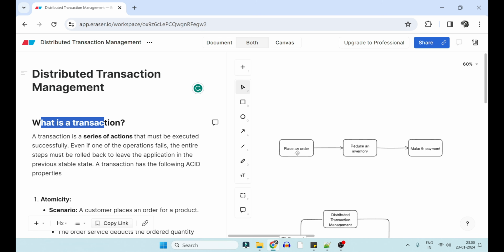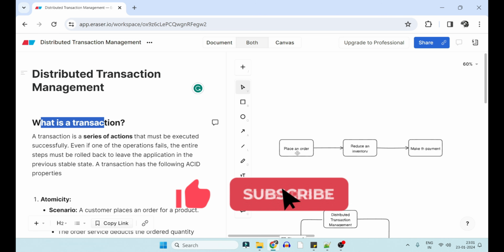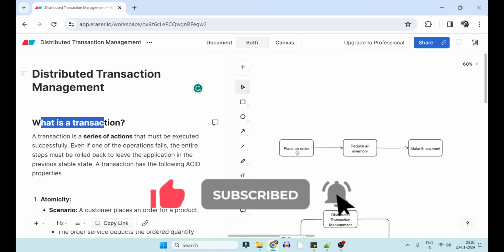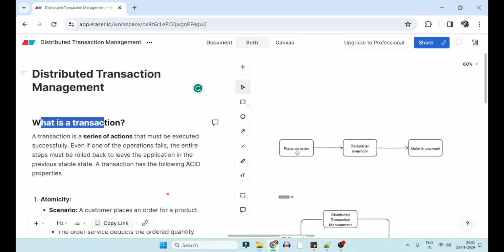I'll give you one example. You are working with an e-commerce website, and you place an order. What happens first is the inventory is reduced, so that another person should not see that particular product if the inventory was only one and you have taken it. So the first thing after placing an order is to reduce the inventory. Then it should ask you for the payment, and if payment is successful, your order is placed successfully. Now this is a series of events and hence it is a transaction.